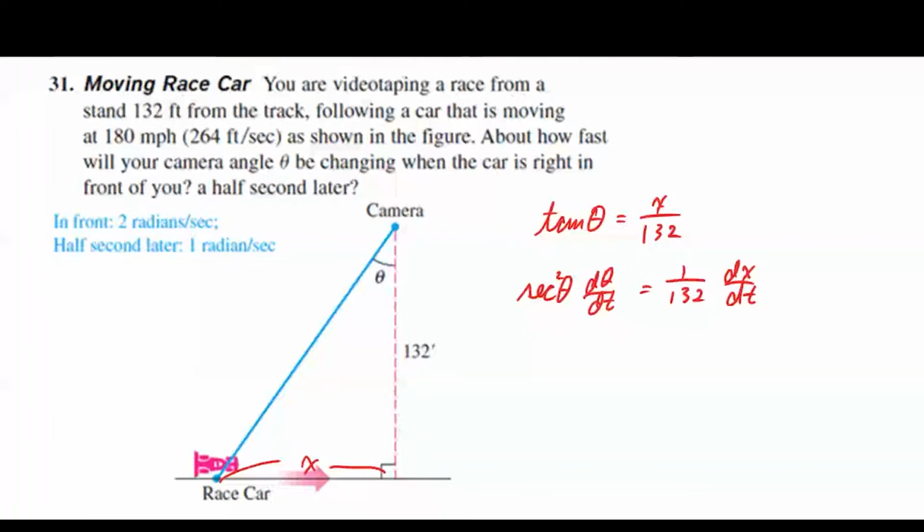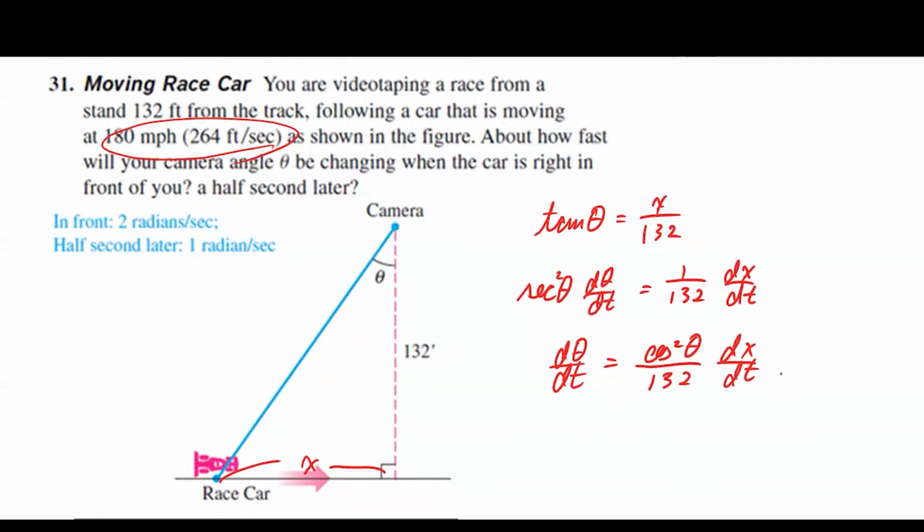And then dx/dt is given by the speed of the car. Say yes. Okay, now, dθ/dt then is equal to cosine squared theta over 132 dx/dt. Are you with me?